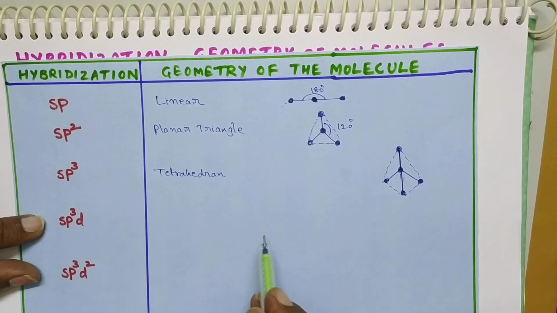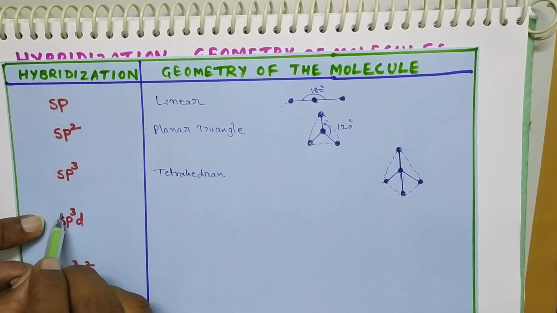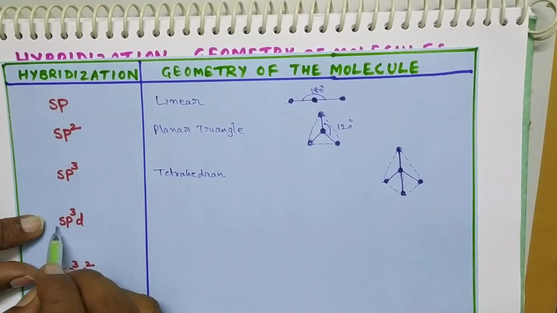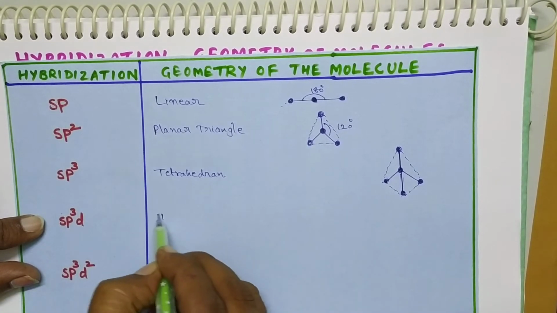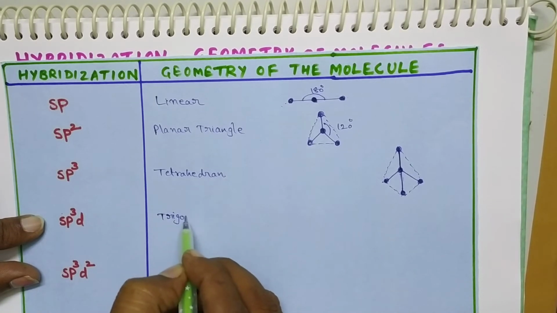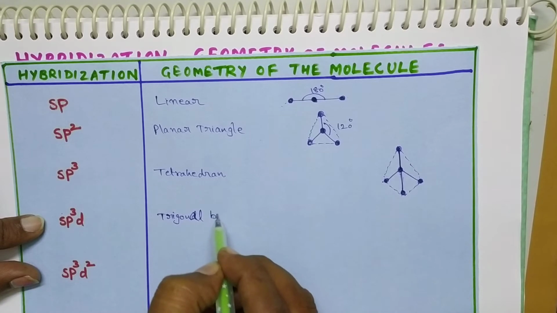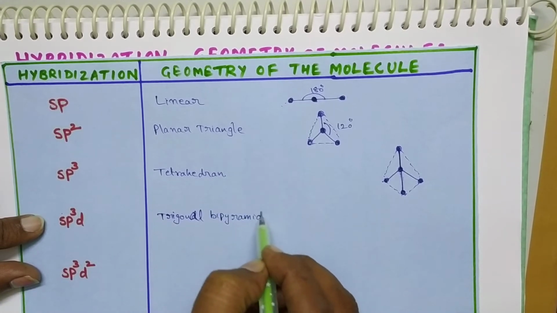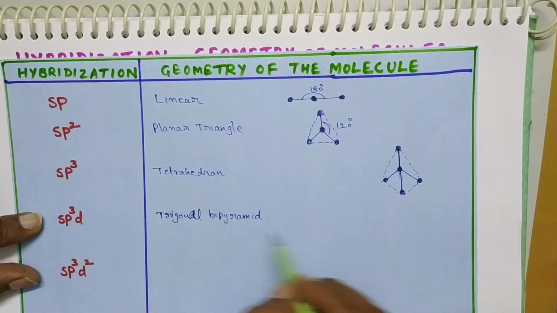And sp3d hybridization. For sp3d hybridization, there are 1 plus 3 plus 1, total 5 hybrid orbitals. So these 5 hybrid orbitals will occupy the 5 corners of a trigonal bipyramid structure. So that's why the resultant structure will be trigonal bipyramidal.